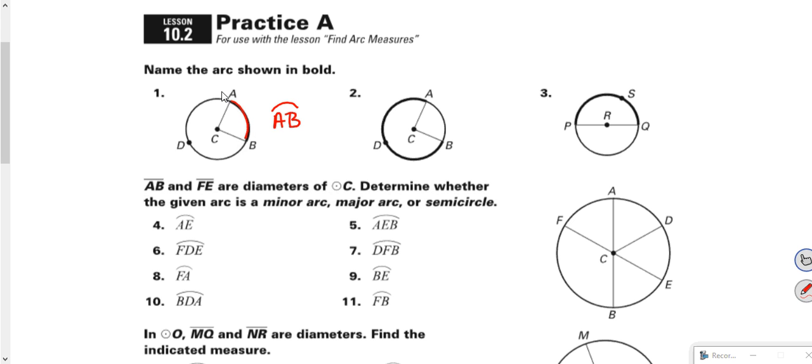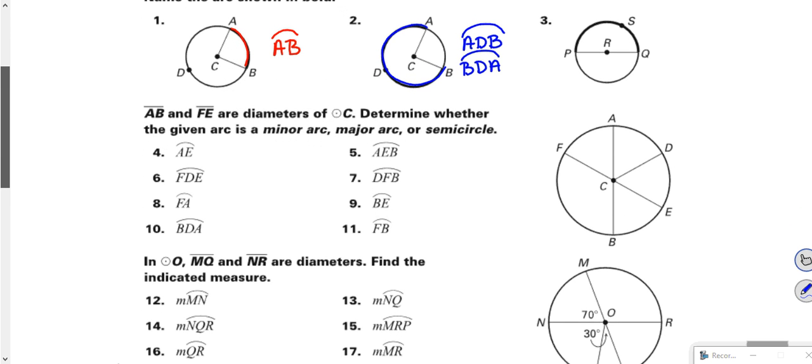I'm just going to do one more here, the next one, only because it's a major. So the one that's outlined here in bold is this one. So that would be arc ADB, or you could name it BDA. Doesn't matter. Either one of those 2 would work. But you got to have the D in the middle. Remember, major arcs, if they're over 180 degrees, have to use 3 letters, and they have to go in order around the circle.